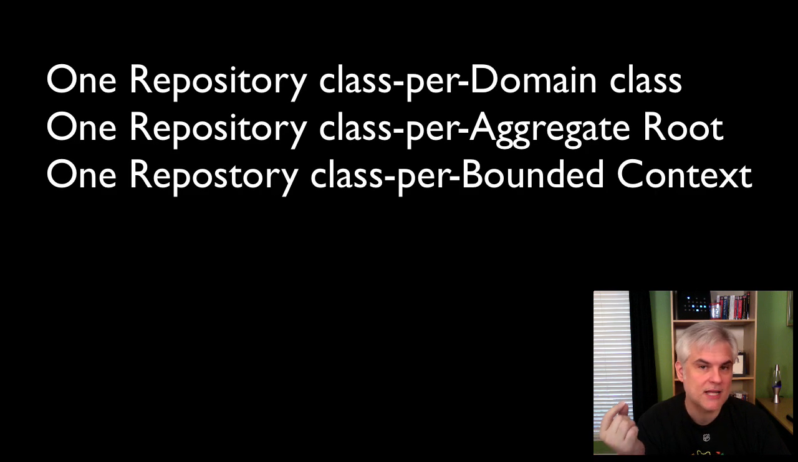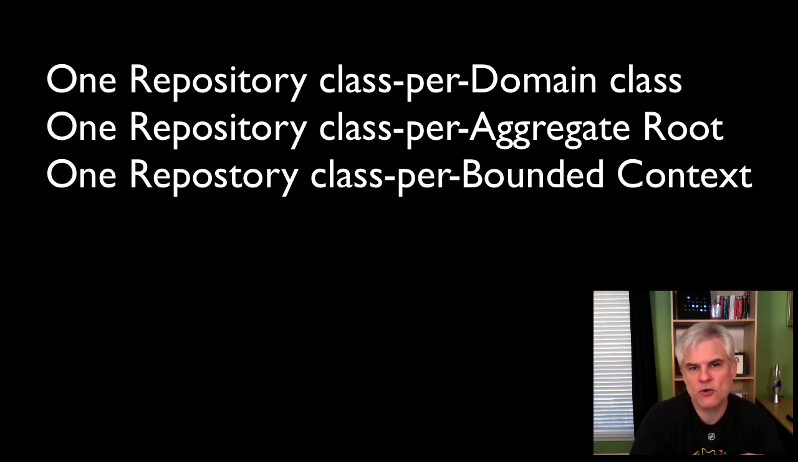With regards to the scope of repositories, I talked about three variations. There's the one repository class per domain class, one repository class per aggregate root, and one repository class per bounded context.